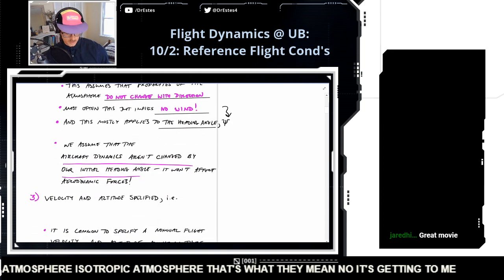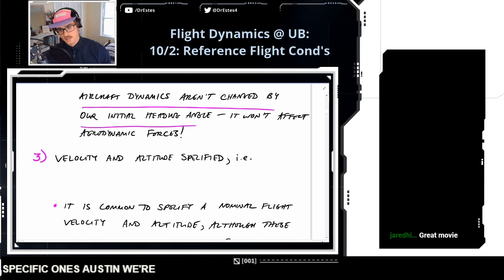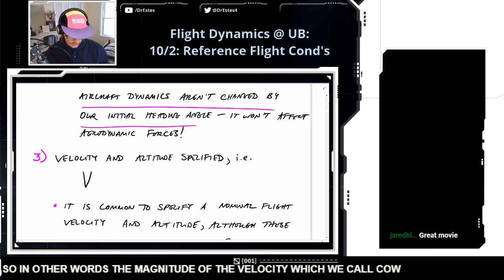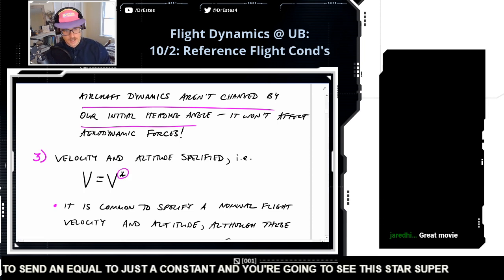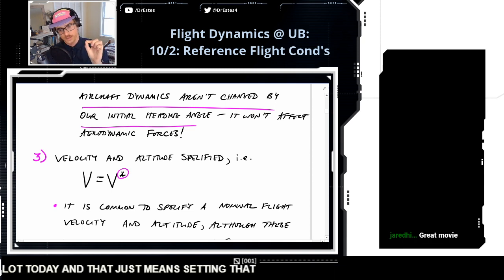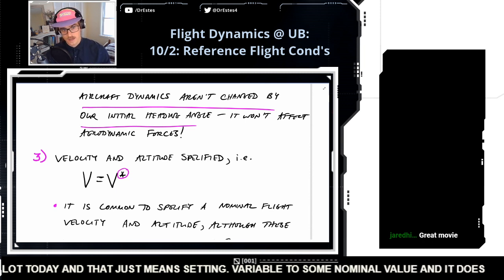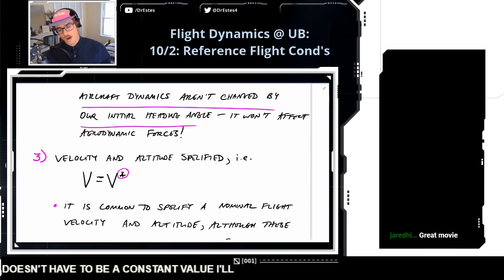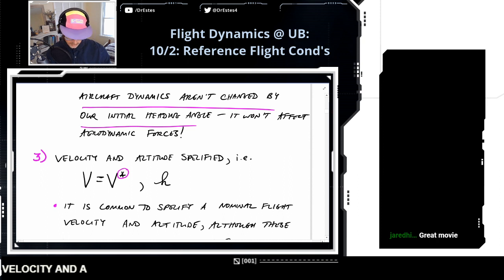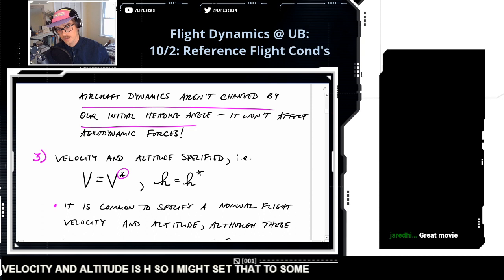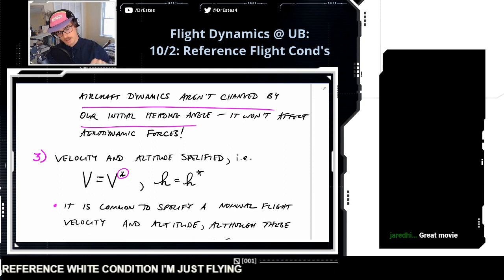Now let's get into more specific ones. Often we're going to specify a velocity and altitude. In other words, the magnitude of the velocity, which we call capital V, we're going to set equal to just a constant. And you're going to see this star superscript a lot today. That just means setting that variable to some nominal value. It doesn't have to be a constant value, although often it will be. Velocity is V and altitude is h, so I might set that to some nominal value. So I have a homogeneous atmosphere, an isotropic atmosphere, and then for my reference flight condition, I'm just flying at a given velocity at a given altitude. And that's what it's like most of the time for a commercial flight, right?